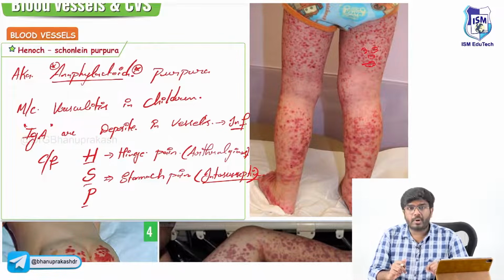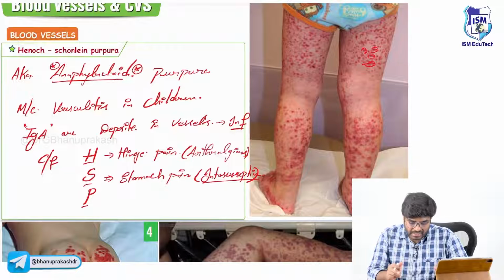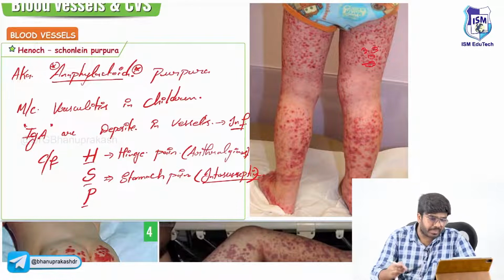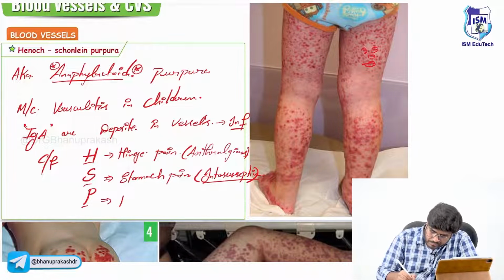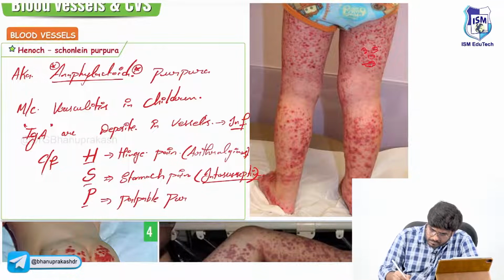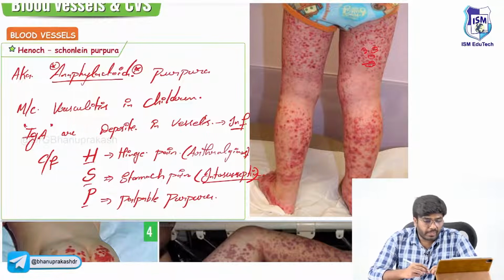So which type of vasculitis is associated with intussusception? It is Henoch-Schönlein purpura. So the patients are going to have arthralgias, intussusception, and lastly P for palpable purpura. Palpable purpura are going to be seen.